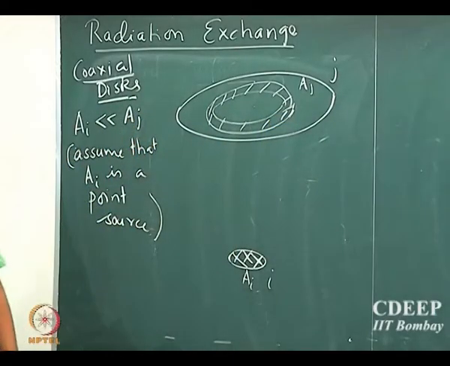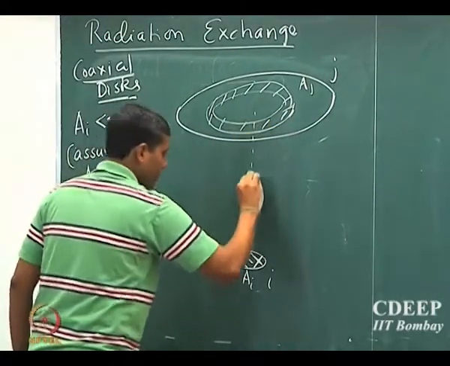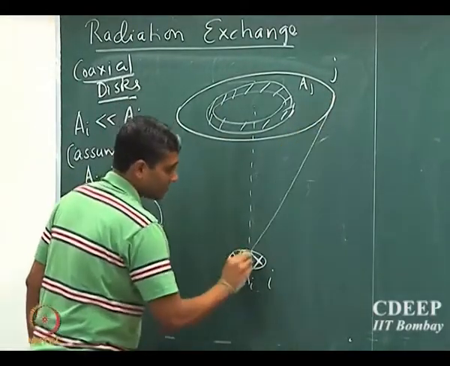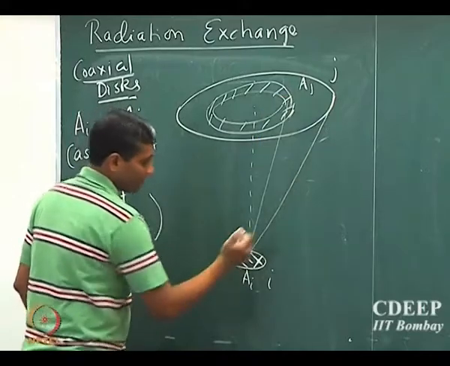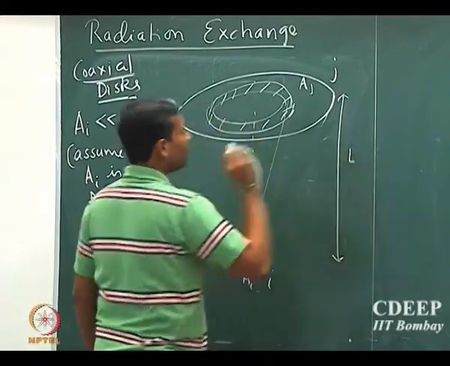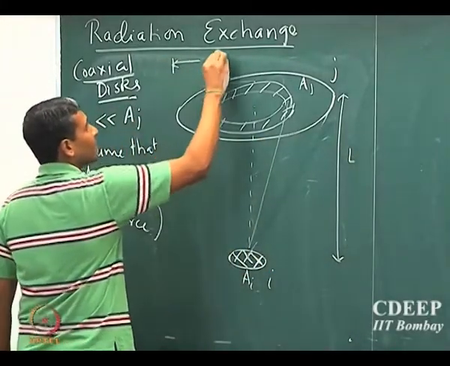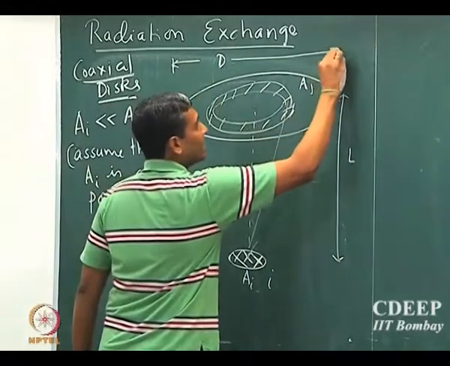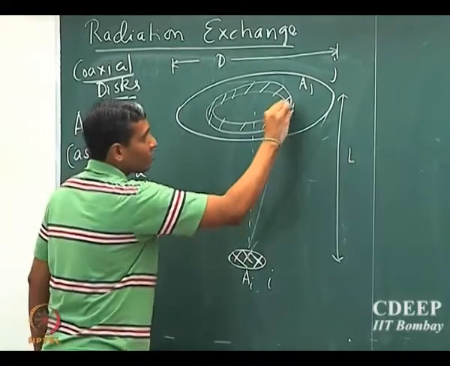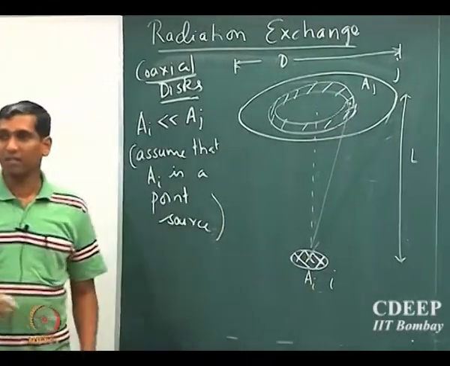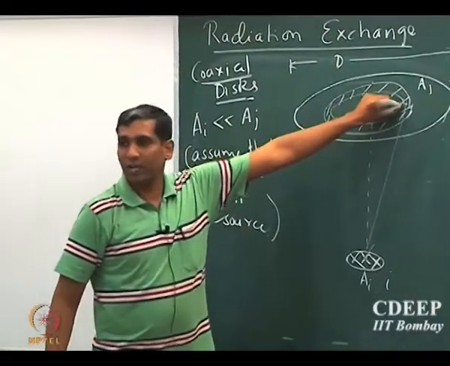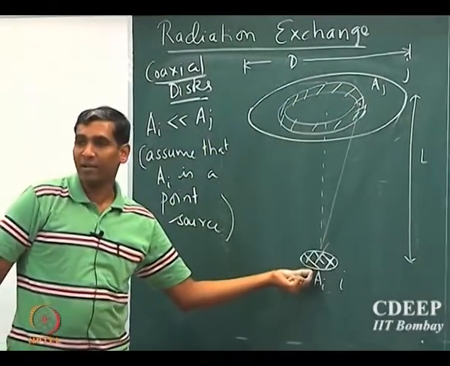Okay, I take a differential element and let us say that the centers are aligned. And if this separation distance is, let us say, L, and the diameter of the larger disk is d. Note that when we define the view factors, r is the distance between the element that you are considering and the emitting element, right.